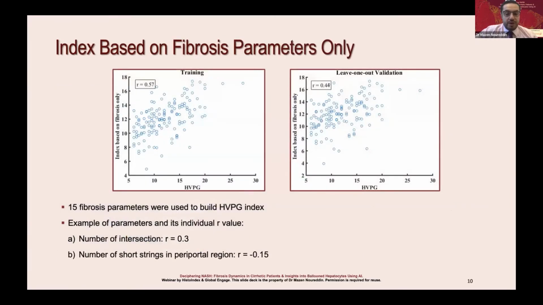And what the Q fibrosis did in our study, we picked the top fibrosis parameters to build an index that correlates with HVPG. And here are two examples of correlations on one of the parameters of the fibrosis that correlated nicely with HVPG. Overall, this Q fibrosis correlated really well with HVPG.